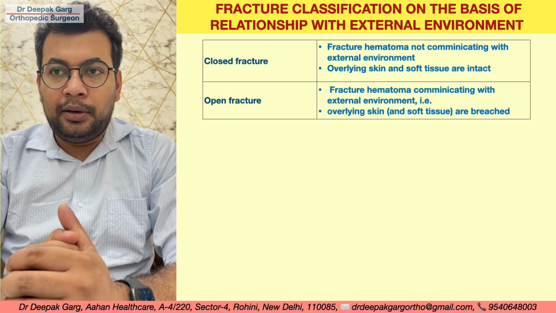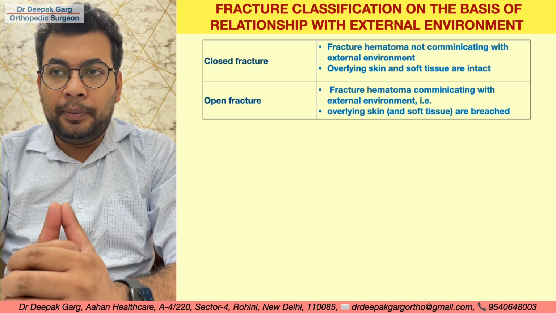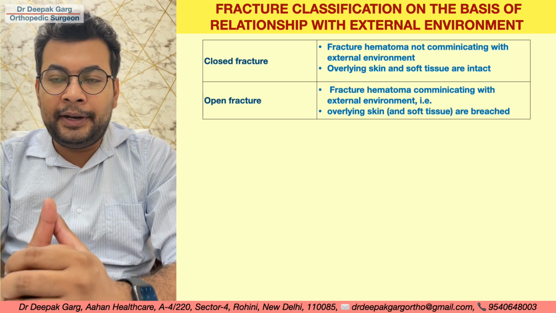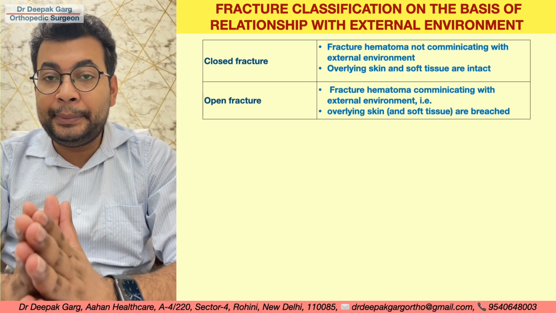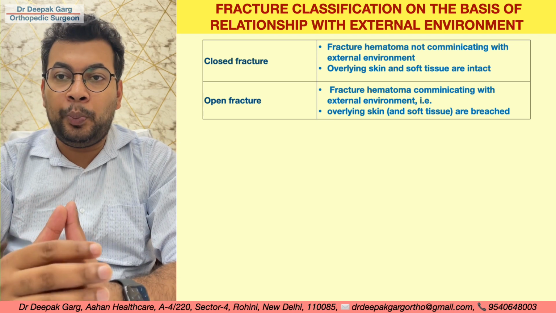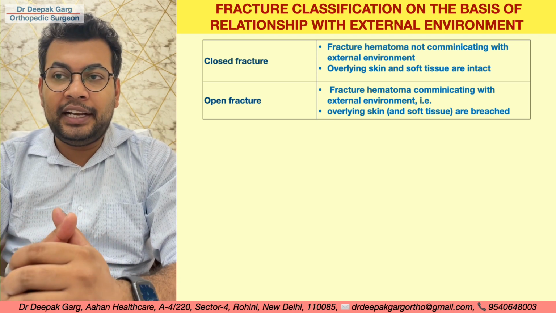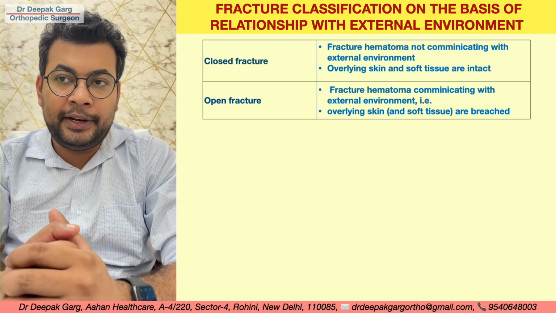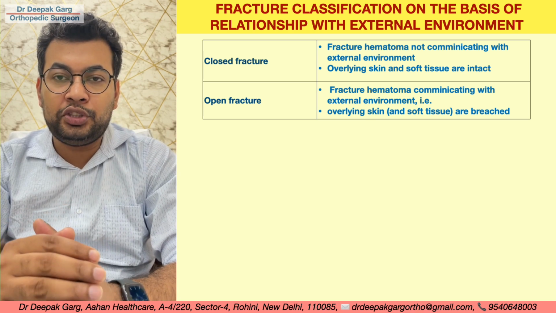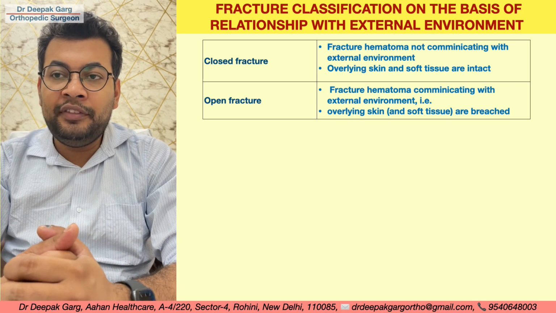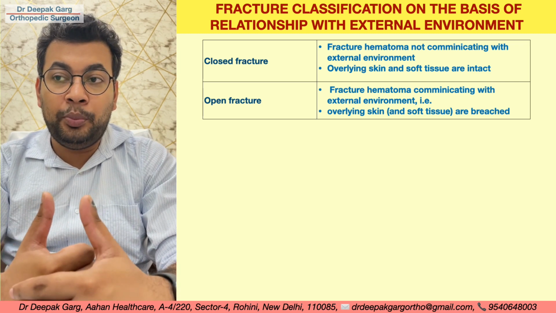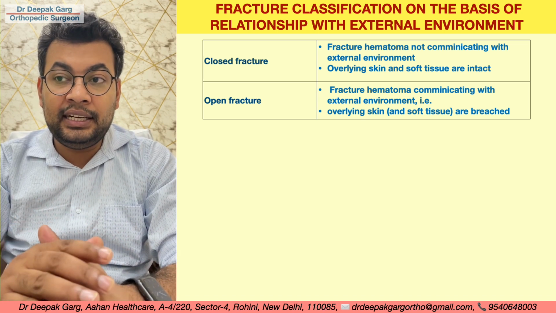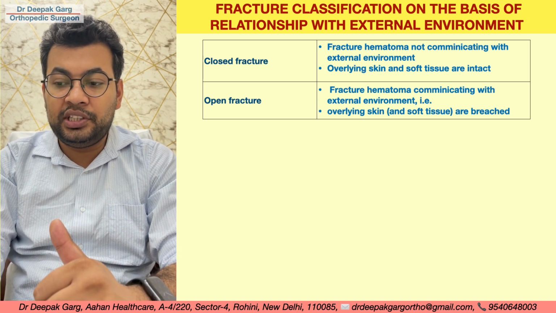So let's discuss the classification of fracture on the basis of relationship with the external environment. A fracture can be of two types: a closed fracture or an open fracture. Closed fracture means the fracture hematoma is not communicating with the external environment and the overlying skin and soft tissue are intact. Open fracture means the fracture hematoma is communicating with the external environment and the overlying skin is breached. So this is an open fracture.